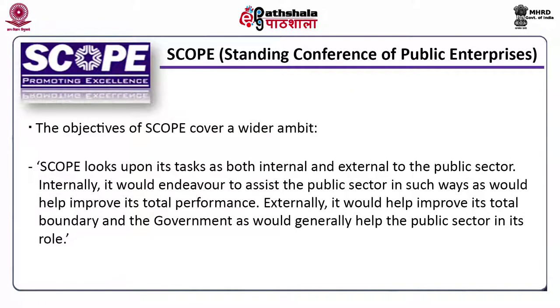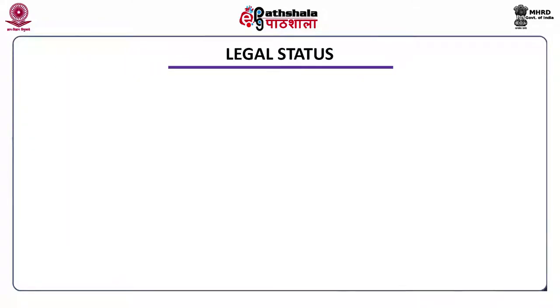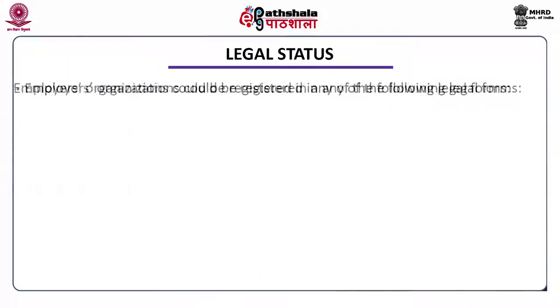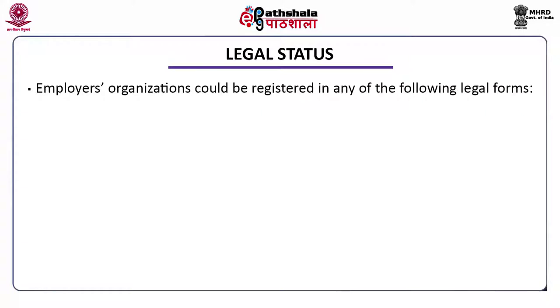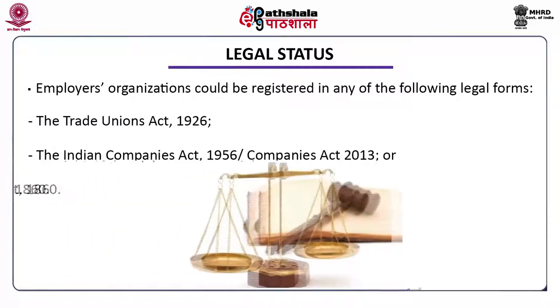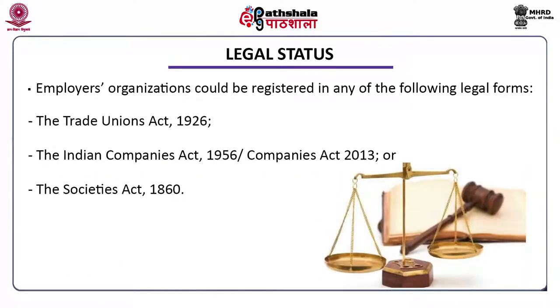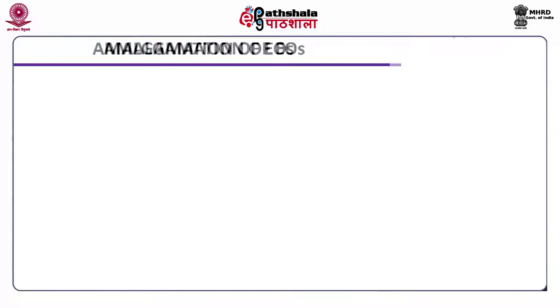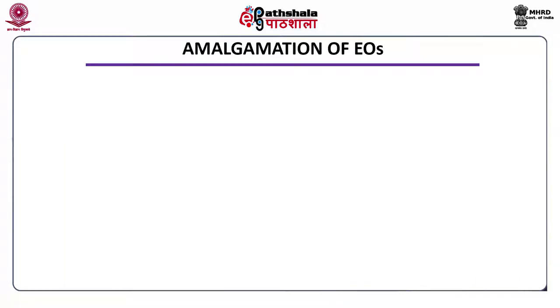What is the legal status of employers' organizations? Employers' organizations could be registered in any of the following legal forms: the Trade Unions Act 1926, the Indian Companies Act 1956 or the Companies Act 2013, and lastly, the Societies Act 1860.